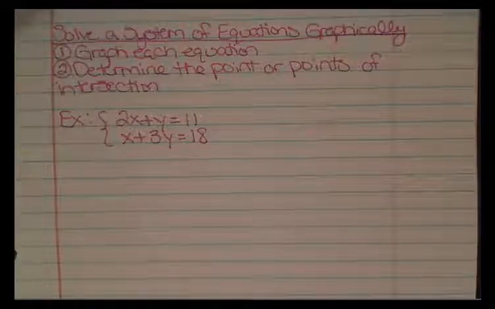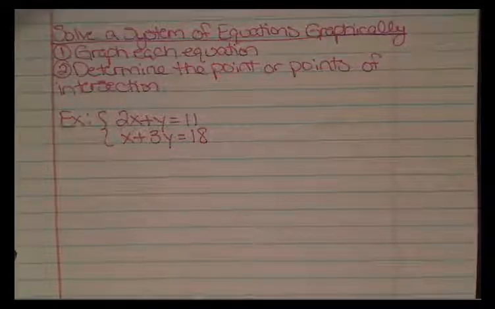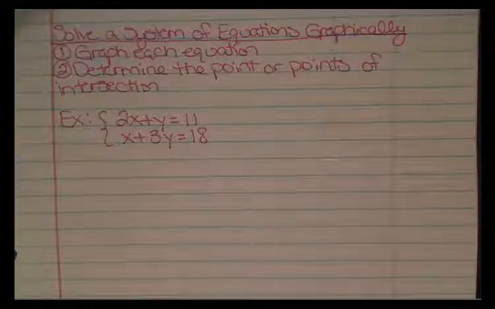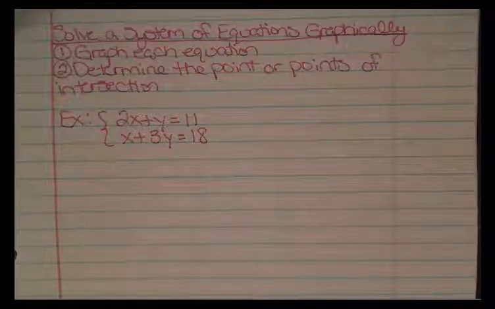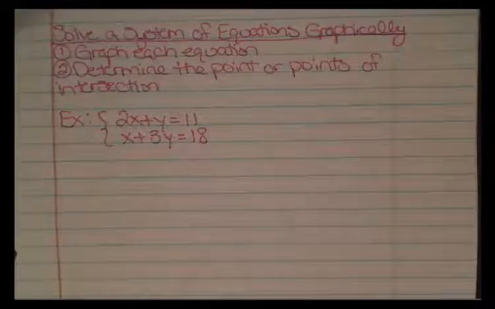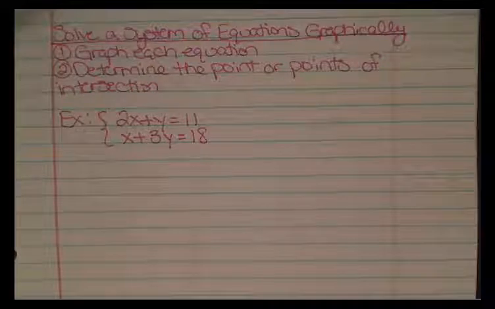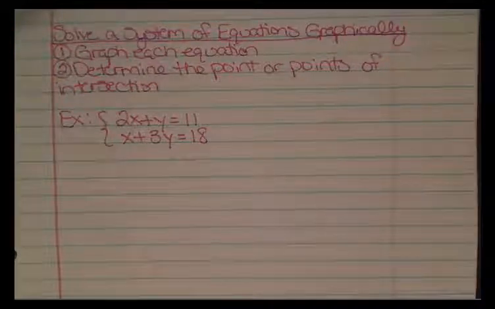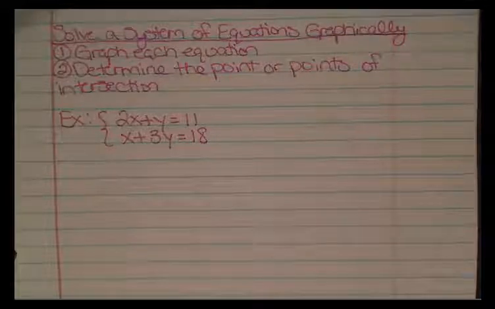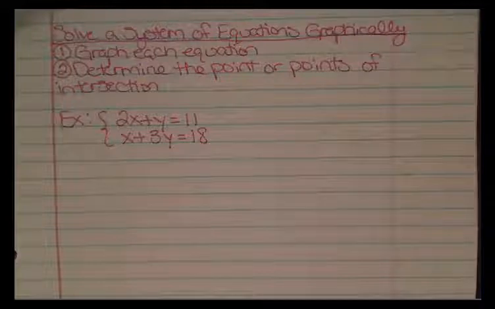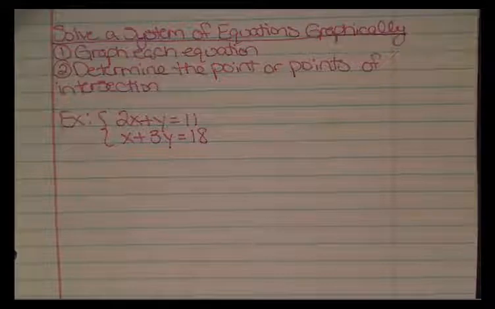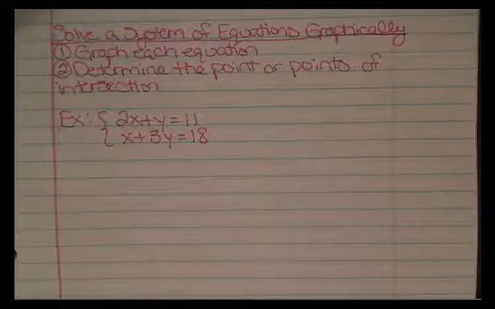So for our first example, we have the system of 2x plus y equals 11 and x plus 3y equals 18. Back in chapter 4, you learned a lot of different ways to graph your lines, and however you want to graph them is up to you. If you want to solve them for y equals mx plus b, and then use your slope and your y-intercept, that is fine. I am going to just use the x-intercept and the y-intercept for each of my equations and just plot those 2 points and then connect them.